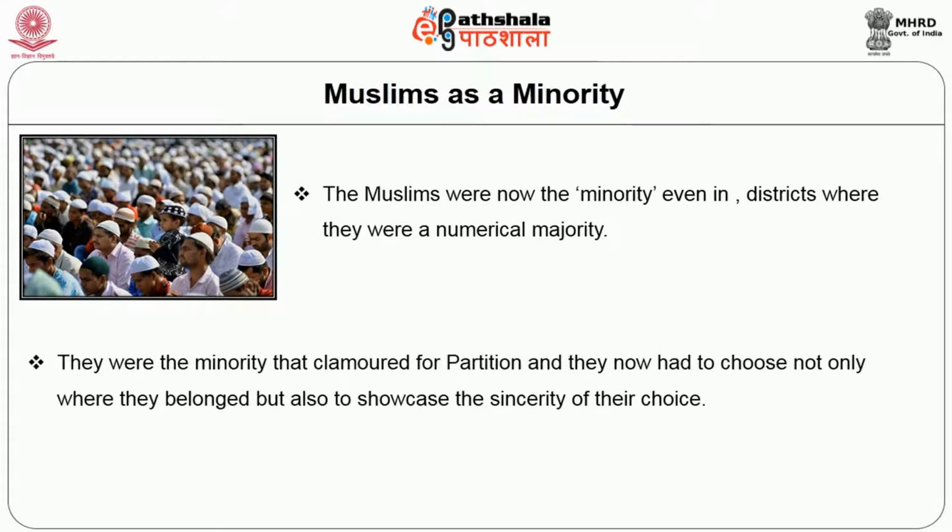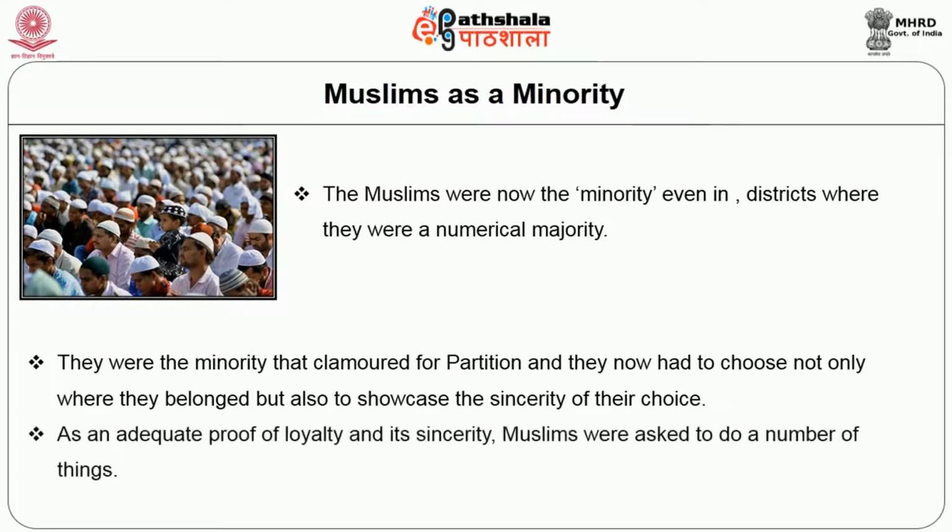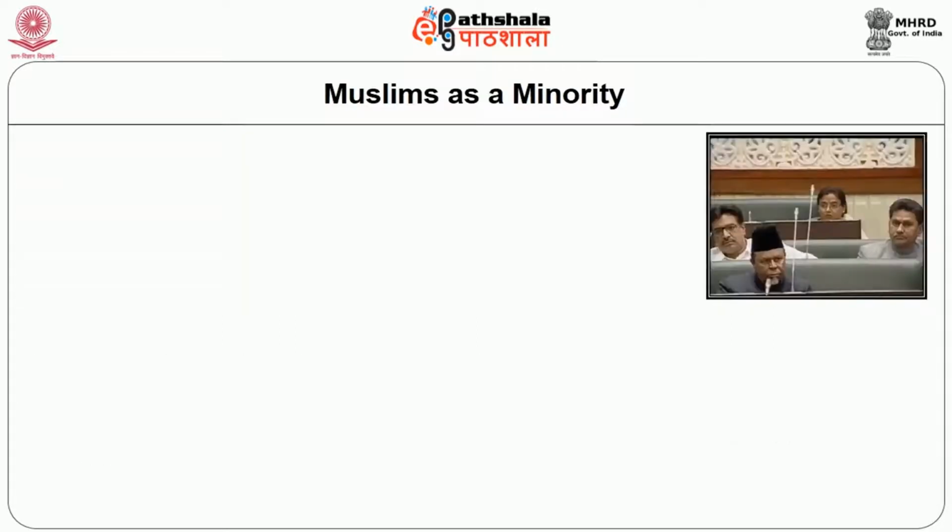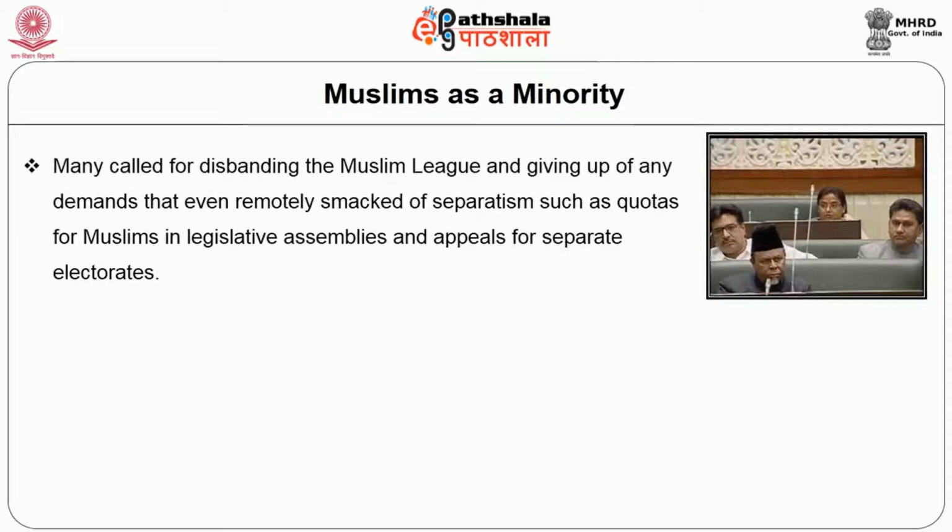They were the minority that clamored for partition, and they now had to choose not only where they belonged but also to showcase the sincerity of their choice. As an adequate proof of loyalty and sincerity, Muslims were asked to do a number of things. Many called for disbanding the Muslim League and giving up any demands that even remotely smacked of separatism, such as quotas for Muslims in the legislative assemblies and appeals for separate electorates.